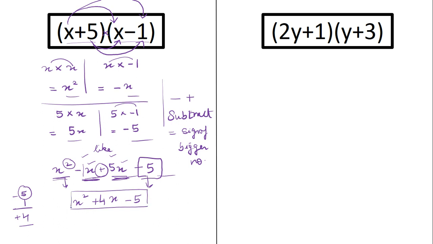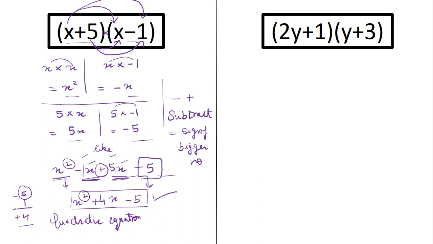This is my final answer. That is x squared plus 4x minus 5. And this is known as a quadratic equation. It's called a quadratic equation. Why is it called a quadratic equation? Because it has an x squared involved. So whenever you have a square on the top, it's a quadratic equation.